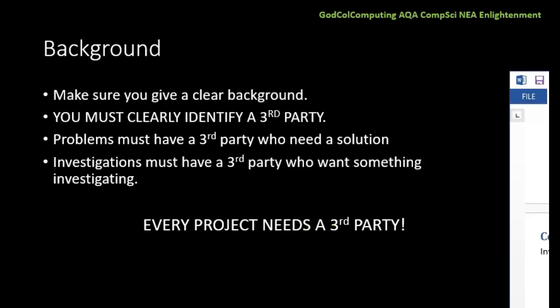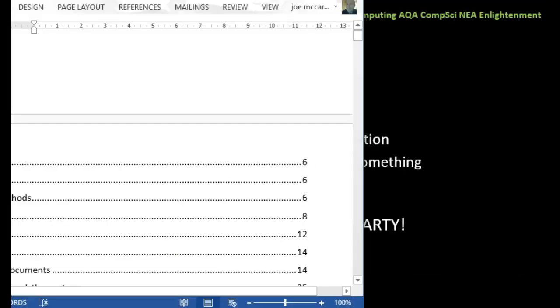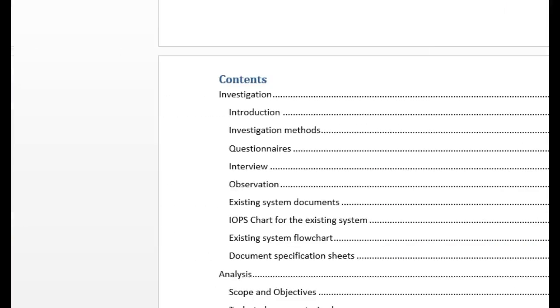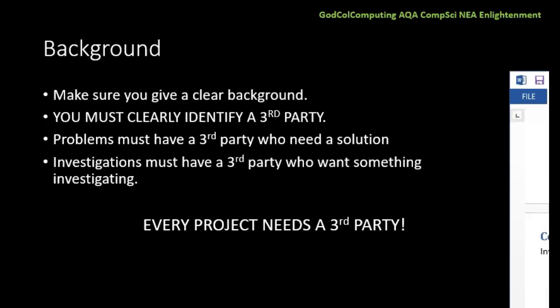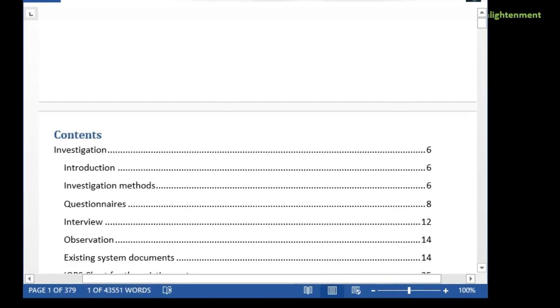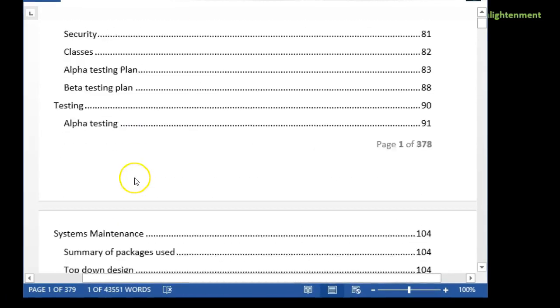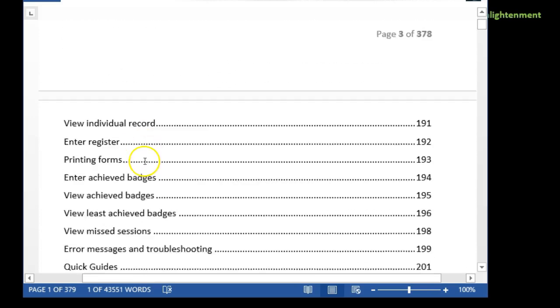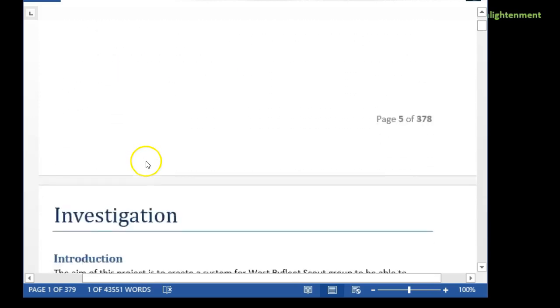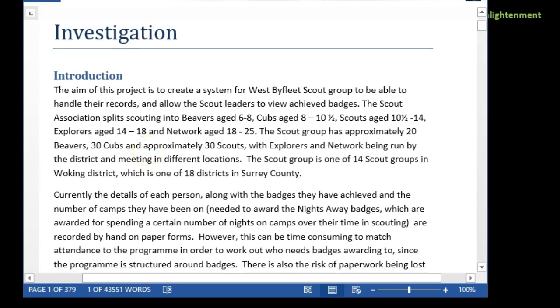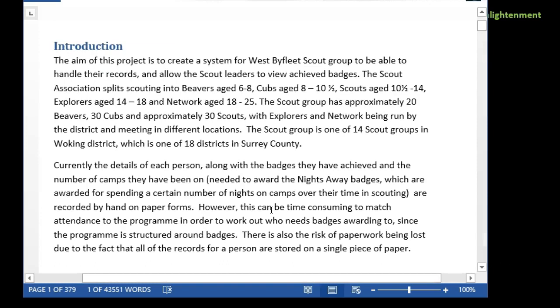I'm going to just pull in at this stage a project that was created a few years ago by one of my students, and this project is all about creating a system that would manage the badge program in Cubs, Scouts and Beavers. Now actually the Scout Association has a piece of software that does this, but this was before then.